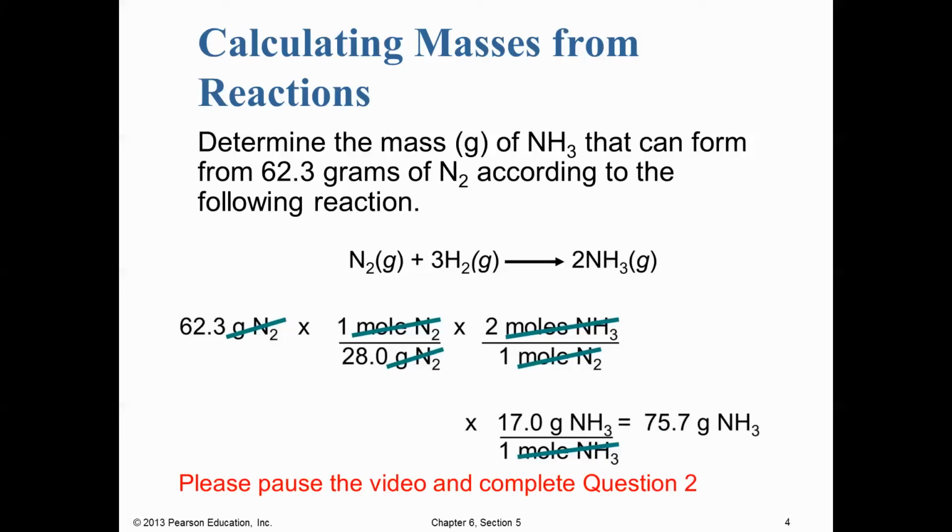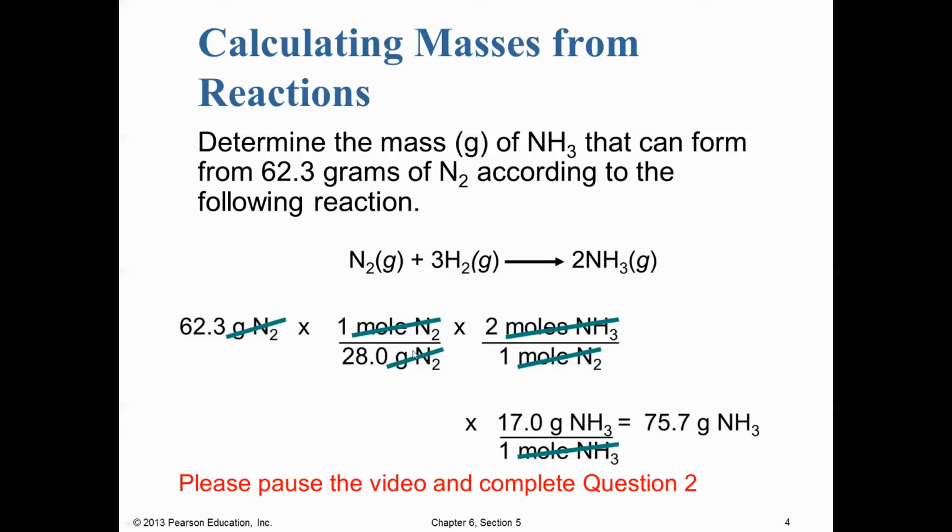Determine the mass of ammonia that can be formed from 62.3 grams of N2. So here's our balanced equation. We always need a balanced equation to solve any stoichiometry problem. And then from there, we're going to use our molar mass, balanced equation, molar mass, just like I talked about before. So 62.3 grams of N2, 28.0 grams of N2 for every 1 mole. There's our molar mass. And notice it's 28 and not 14 because there's 2 nitrogen atoms in an N2 molecule.